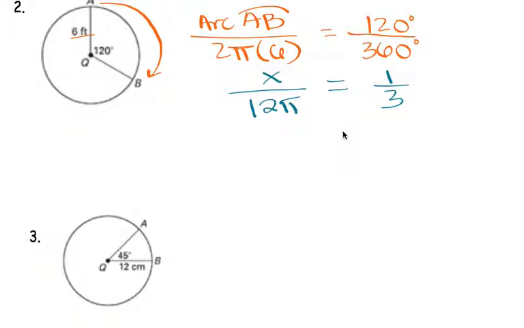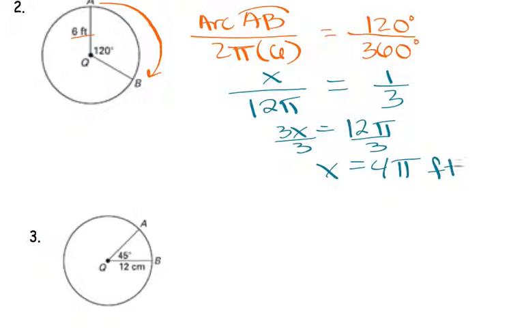If I didn't have a calculator, this would really help me out as far as keeping the numbers small for calculating. So 3 times x, just cross multiplying, equals 12 pi times 1. Divide by 3 to get x alone. X is 4 pi. Since the radius is in feet, and this is part of the circumference, it's 4 pi feet.